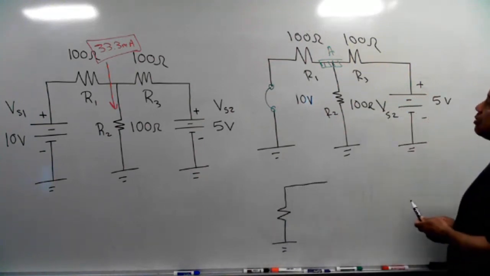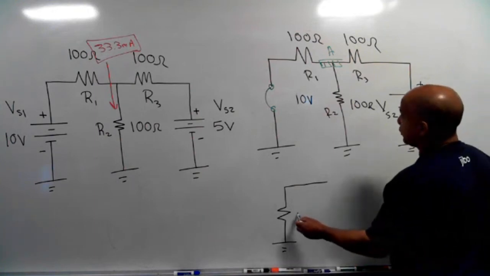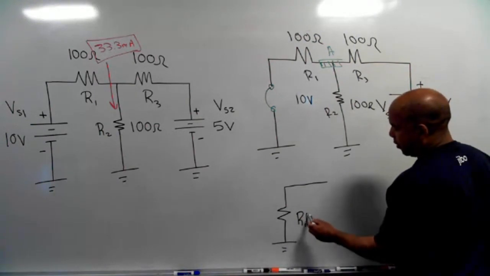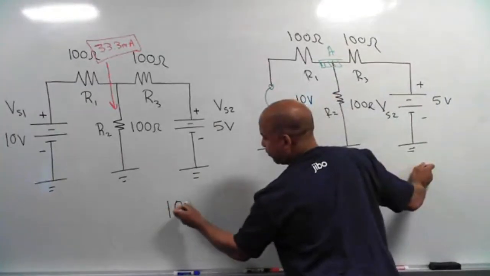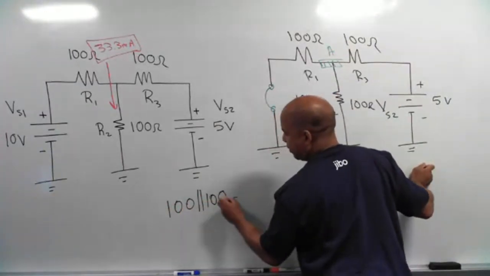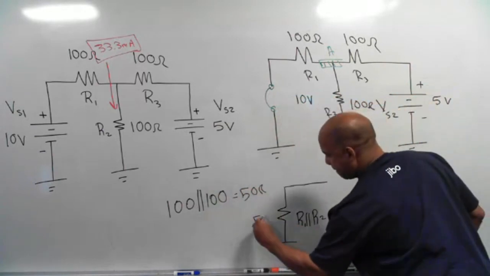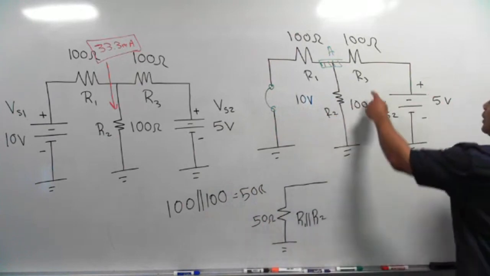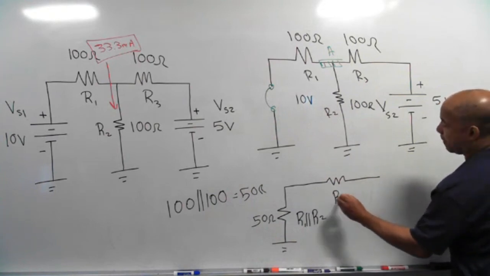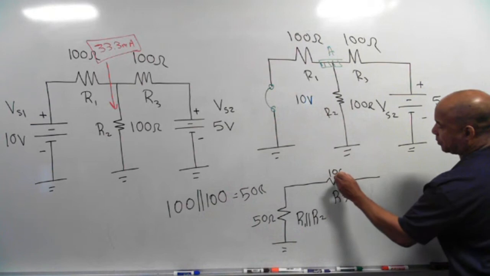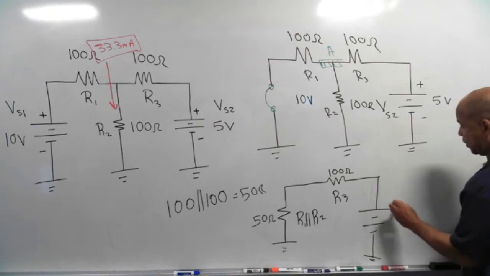I'm going to redraw the circuit to get my equivalent series circuit. This right here is R1 in parallel with R2. Both those are 100, so again, I have 100 in parallel with 100, which gives me 50 ohms. So this equivalent resistance is 50 ohms, connected to R3, which is 100 ohms, connected up to this voltage source, which is 5 volts.